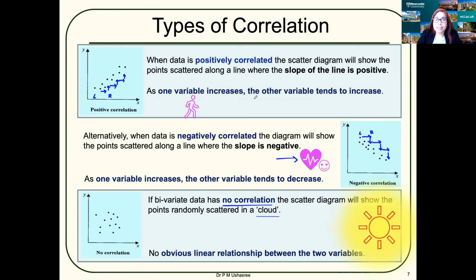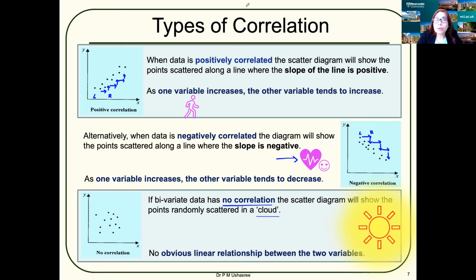For example, the more I exercise has no relationship with how bright the sun is shining today. Yes, the amount of exercise I do has no relationship with the bright sun shining outside today, isn't it? So that is no correlation.